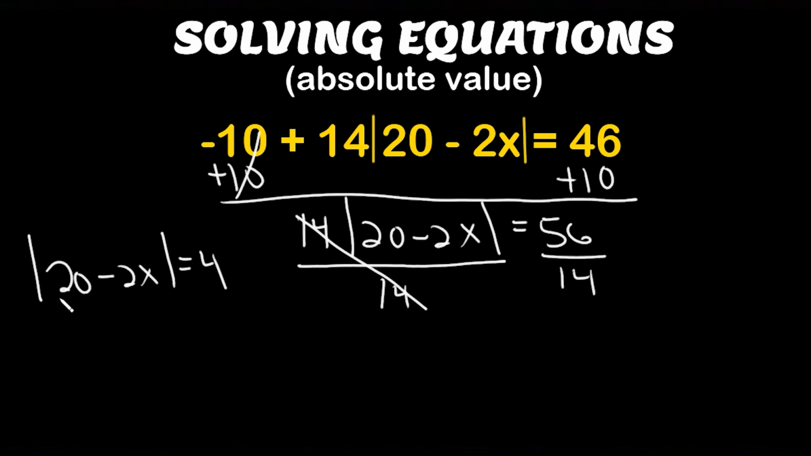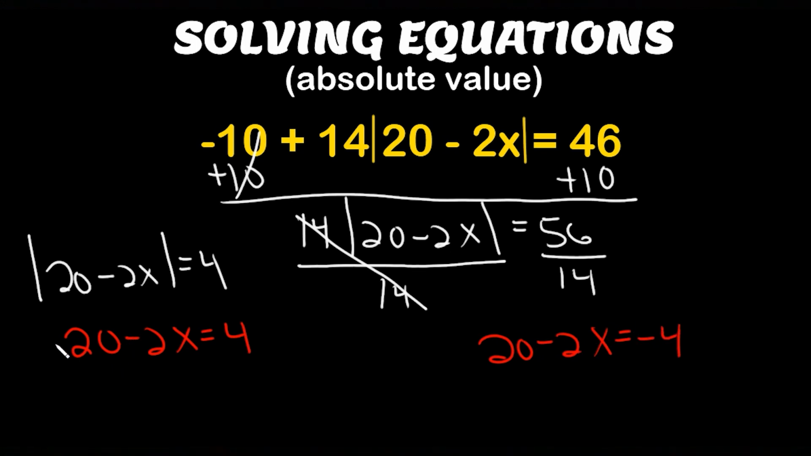So now my absolute value is isolated. I can write my two different equations, and I can go ahead and just go for it. And so this one I'm going to do in a different color, so hopefully it's easy to differentiate between what we're doing here. So we're going to have 20 minus 2x equal to 4. There's the first one. And now I'm going to have 20 minus 2x equal to a negative 4. Okay? So again, solving this one, we're going to have to minus 20 on both sides. And then we're going to have to divide by a negative 2, right?